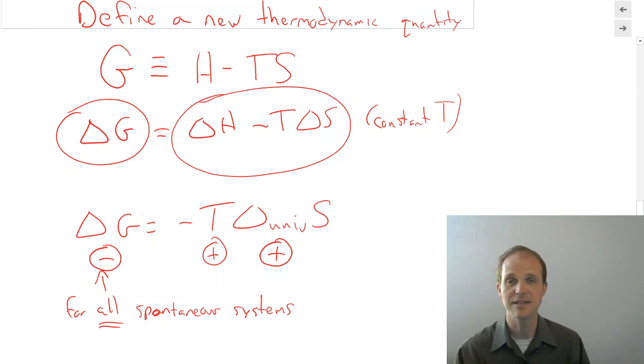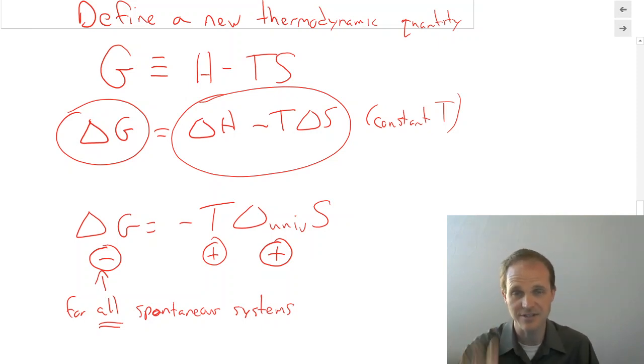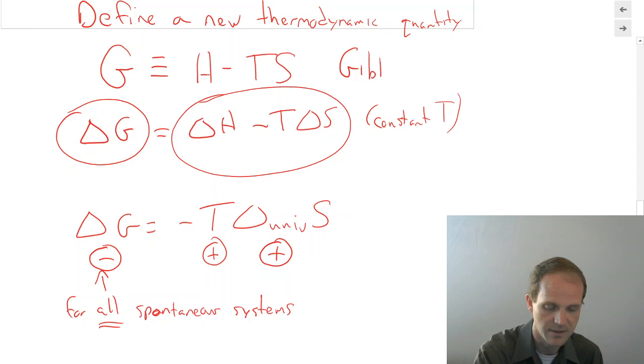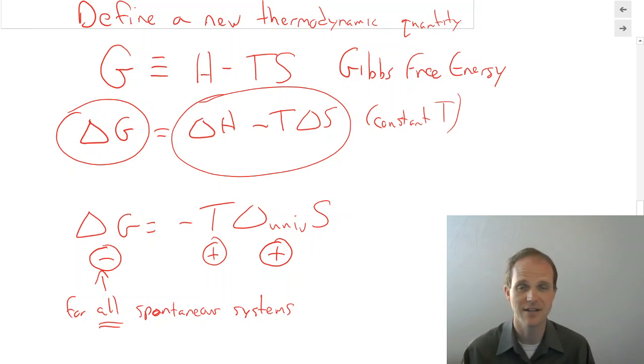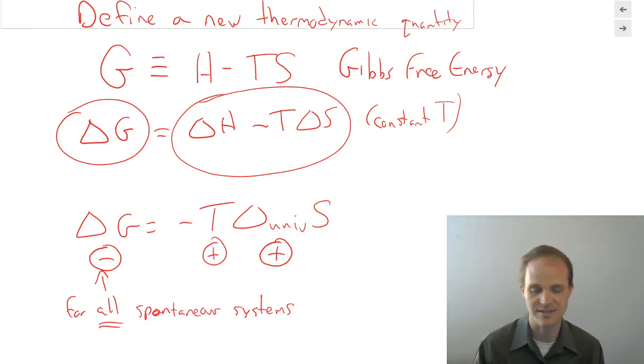So if something's going to happen, there's this thing that we just defined called delta G, a change in what's called the Gibbs Free Energy. G is the Gibbs Free Energy. Let me write that up there. And it's not free as in, you know, here, have a free hamburger on us, right? It's free as in available, right? It can be used to do things, right?